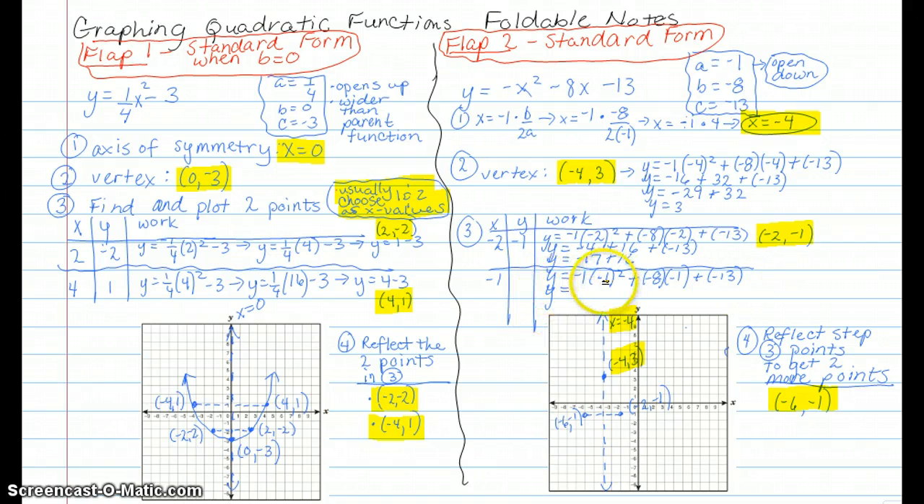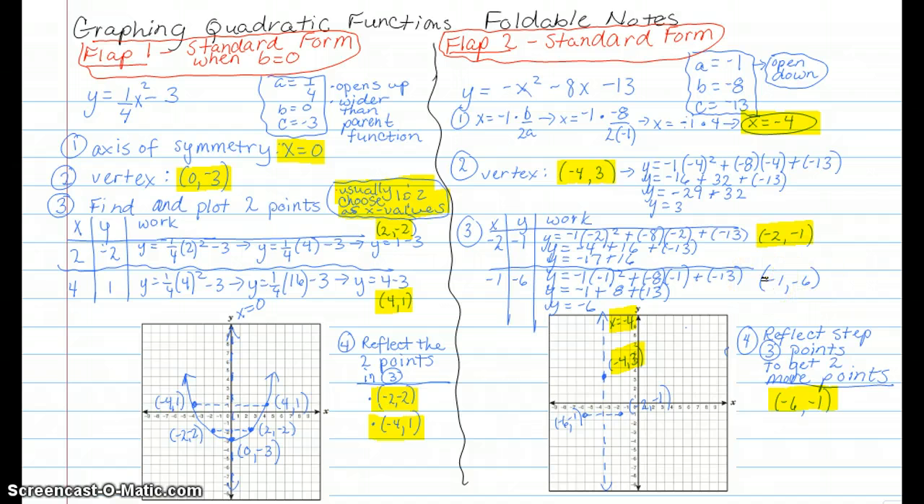So y equals negative 1 squared is 1 times negative 1 is negative 1, plus negative 8 times negative 1 is 8, and then plus a negative 13. So we have a negative 13 and a negative 1, which is a negative 14, plus 8 is going to be a negative 6. So negative 1, negative 6 is the ordered pair.